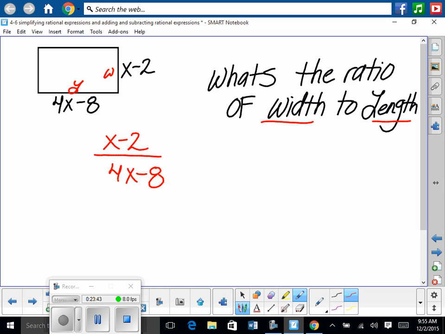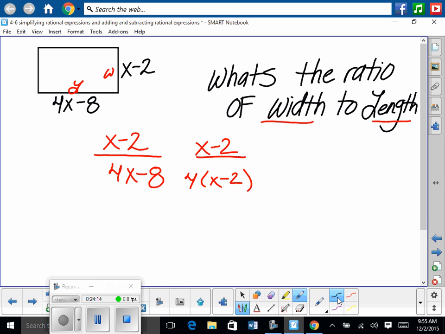And then simplify it if possible. So on top we factor it. It's already done. On bottom we pull out a 4. Left is x minus 2. This is the ratio of width to length, and then we'll simplify it. We don't have to restrict the domain on this one, because we're just finding the ratio of width to length. Now, this is more like what you see on an end of level, because it's testing that you know how to set up something, and now it's testing, do you know how to simplify fractions? Okay, so rational expressions.